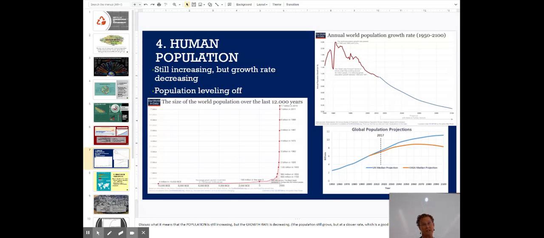The human population is another indicator. So it's still increasing, but the growth rate has decreased and the population is leveling off. So this is everything we learned about in the human population unit. It looks like this indicator is going in a direction that is going to be better for the earth. We are not continuing at that steep, like industrial revolution kind of rate of growth. We are starting to level off.